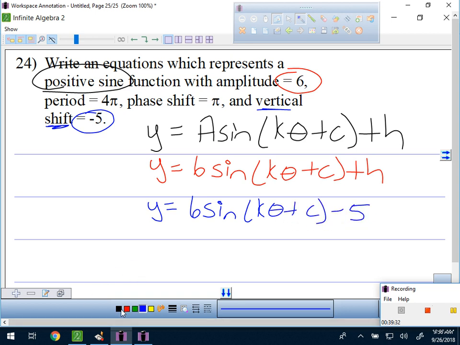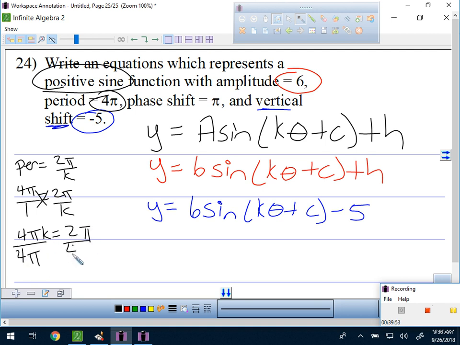All right, what I need to take care of now is my period, which is 4 pi. Now, I can't say that that 4 pi goes in for k. Remember, you got to solve for k. So its period is equal to 2 pi over k. So my period is 4 pi equals 2 pi over k. Put a 1 up under that sucker, cross multiply it, you get 4 pi k equals 2 pi.